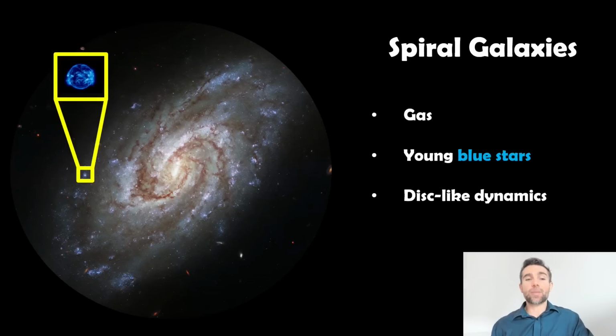Now some key things about spiral galaxies, and this is again general, not always 100% true, but they typically have gas in. As they age, obviously that gas gets depleted and forms into stars. They have young blue stars because they have gas to form those younger stars. As they age, they do get a bit redder, so they don't have quite as many young blue stars. They have disk-like dynamics, so they're flattened and rotating like a disk.